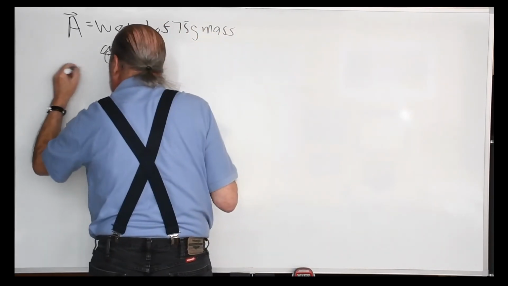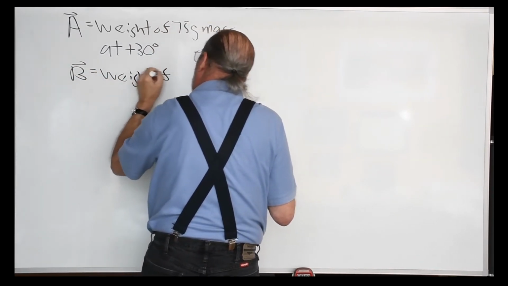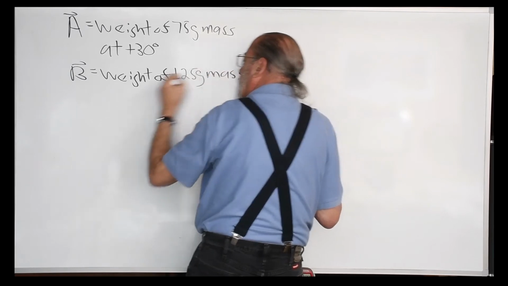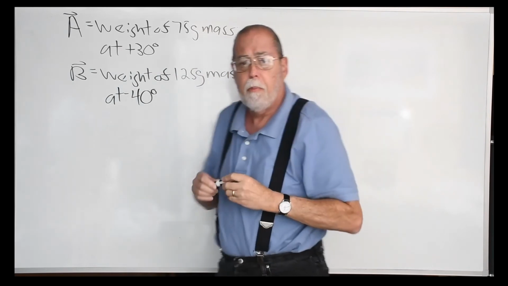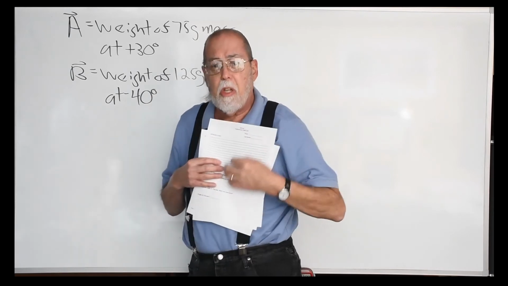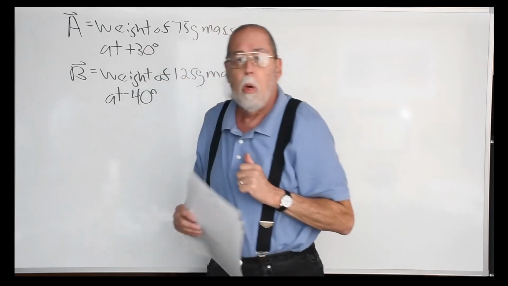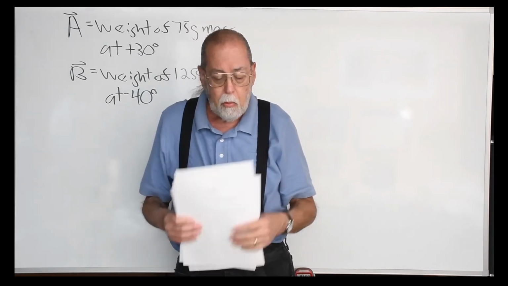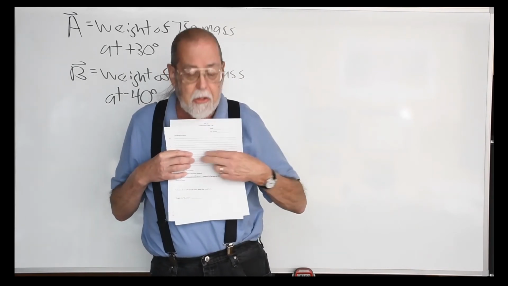B is equal to the weight of a 125-gram mass at minus 40 degrees. The student lab sheet will take you step by step through all the processes you need in order to do the addition by components. The first thing you need to do is you need to sketch each vector. So you'll see here it says sketch A.